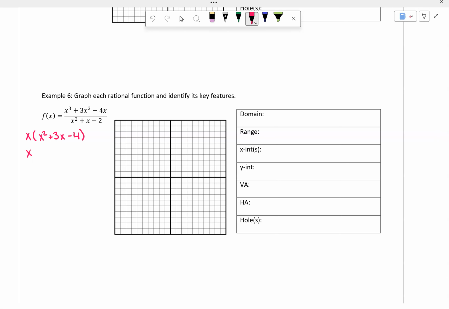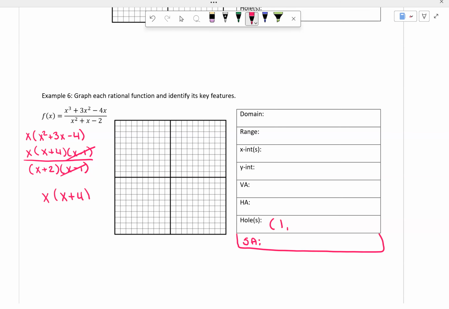And then let's factor that. So that's going to be x over (x plus 4)(x minus 1). If you look at the bottom, that looks like (x plus 2)(x minus 1). So if you notice, I went ahead and gave us another hole. So I'm going to cross this out, and I'm going to have a hole. And this is one of my old ones, so I'm missing slant asymptote right there. Okay, so now we're left with (x plus 4) over (x plus 2).